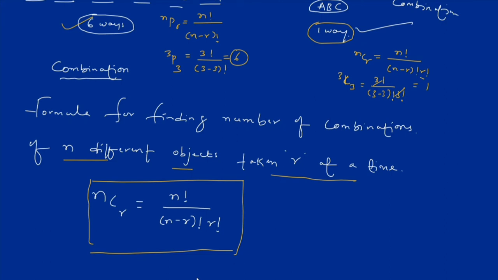Got it? It is the combination formula, similar to nPr. nPr you can write as nCr, which is equal to nPr upon r factorial, right? So directly we can write nCr, which is equal to n factorial upon (n minus r) factorial into r factorial. Let's see some examples based on this, or some note formulas also you can take here. Let's see one by one.